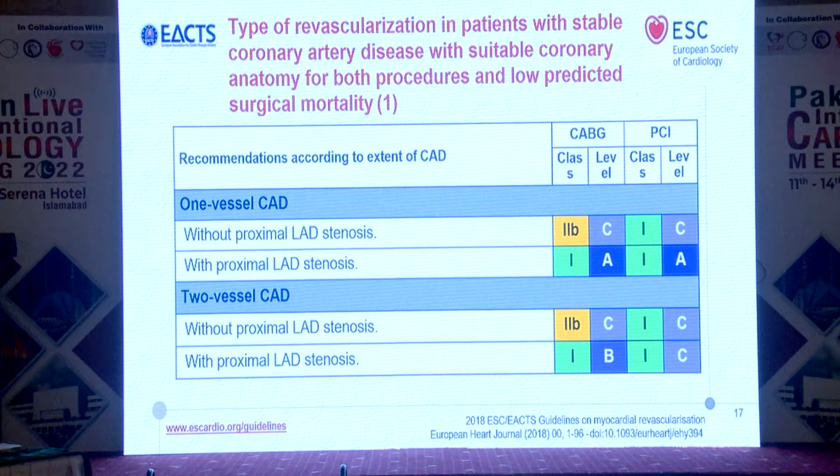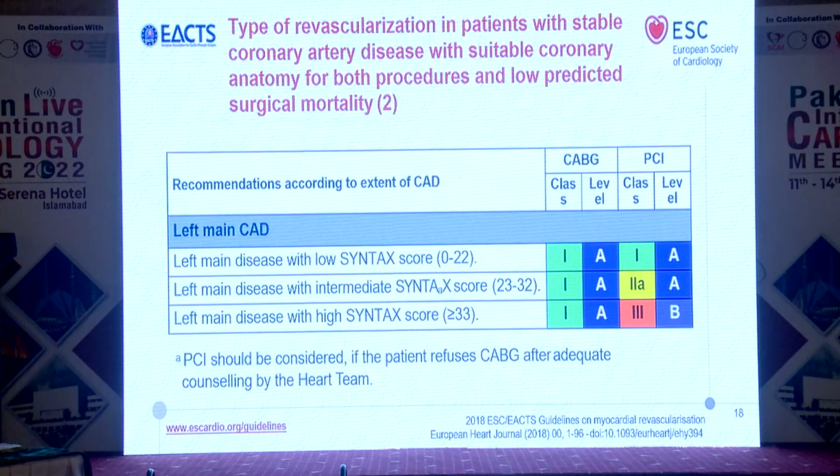With proximal LAD, both PCI and CABG are class 1. So you're not doing anything wrong by stenting a prox LAD lesion. 2 vessel CADs, again, PCI is class 1 for all 3 cohorts. So again, you can offer PCI for them. Where do things get tricky for us in terms of PCI?